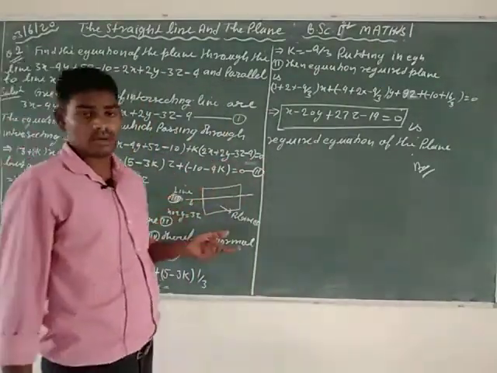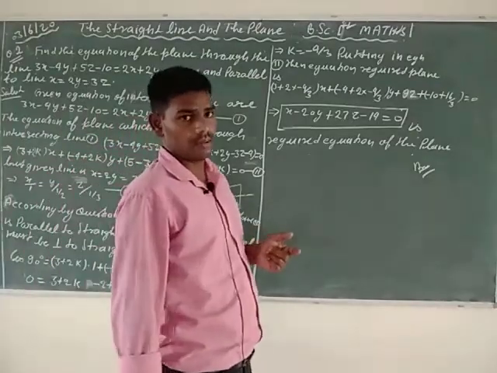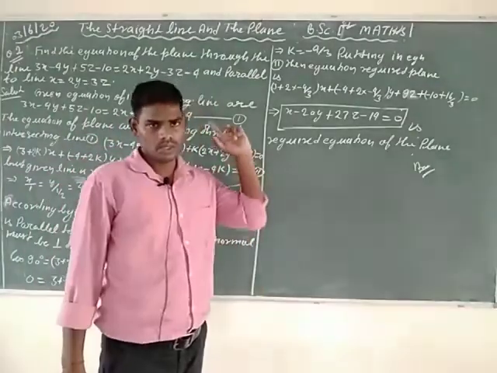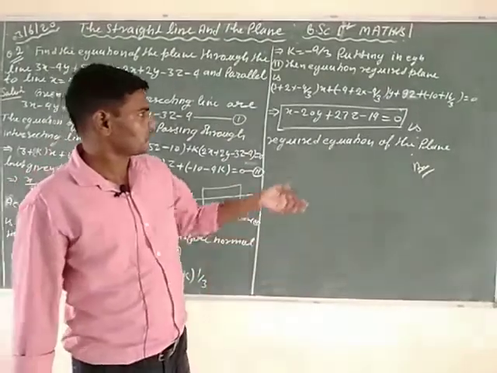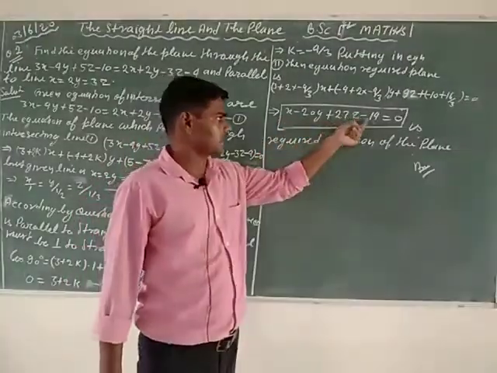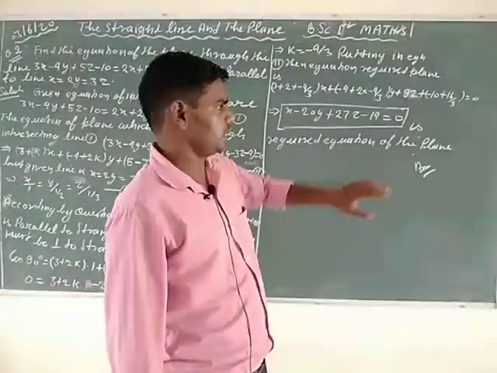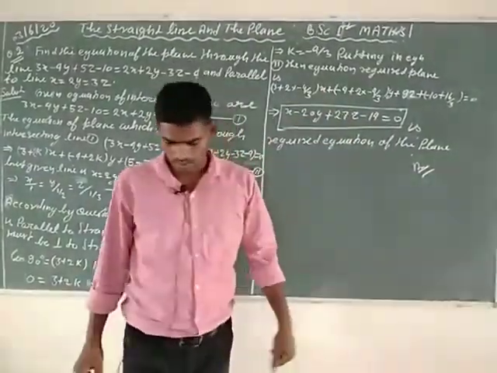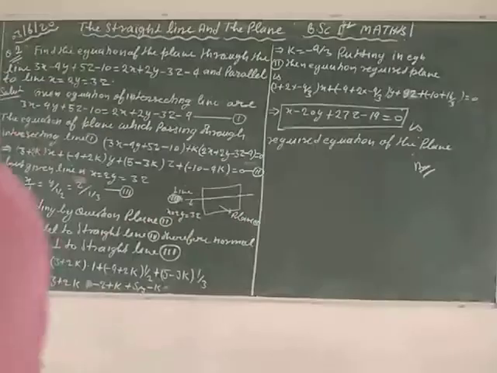This value of k, putting in equation second, then the equation of the required plane, means the plane equation which passes through the given conditions, is x minus 2y plus 27z minus 14 is equal to 0. This is the complete solution of that question. Next question.